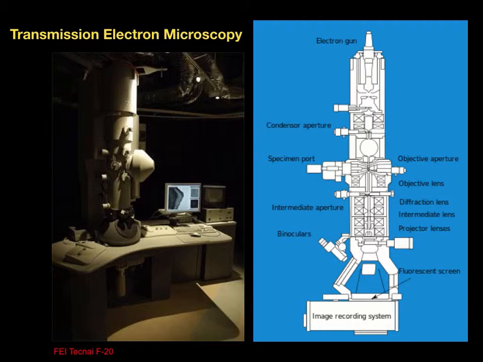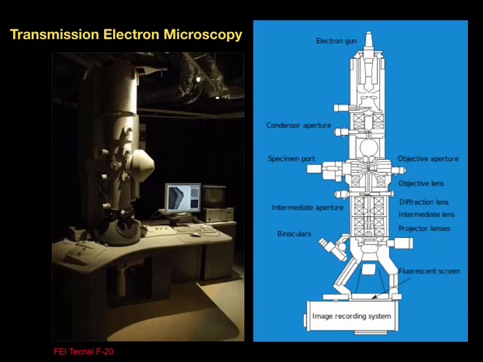So the electron microscope is a good tool for studying virus structure. The main difference between an electron microscope and a light microscope is that we use electrons instead of photons, just because we want more resolution. So this is a FEI machine that we have in SRTC, Science Building 1, in the basement. And we use this machine frequently to look at our samples.